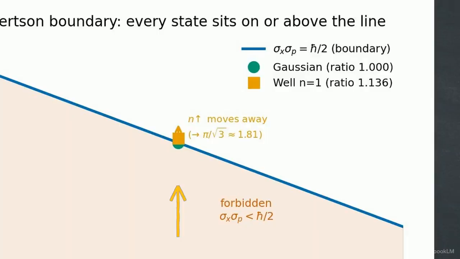The green circle represents a free particle Gaussian wave packet. This is a minimum uncertainty state. It sits flush against the boundary, meaning it saturates the bound with a perfect ratio of 1.000. The gold square represents a particle trapped in an infinite square well. The geometric confinement of the walls increases the total uncertainty, placing the state higher on the graph. Increasing the energy of the system moves the state further away from the boundary.